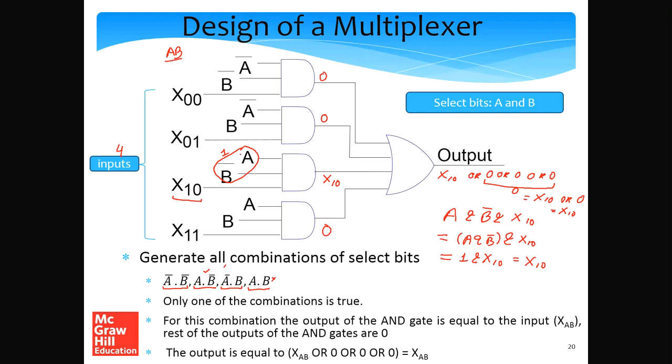So what we can see is that in this particular case where A is 1 and B is 0, only this combination is true, and the rest of the combinations are false. As a result, at this point the output is the same as the chosen input x10, and similarly at the output of the OR gate, the output is equal to the chosen input. So for the entire circuit, the output is equal to the input that we chose, which is x10.